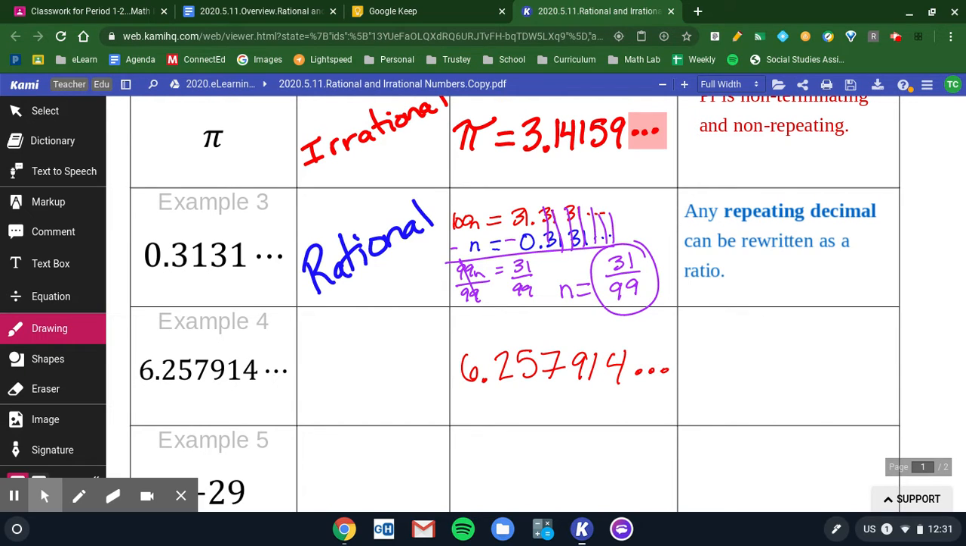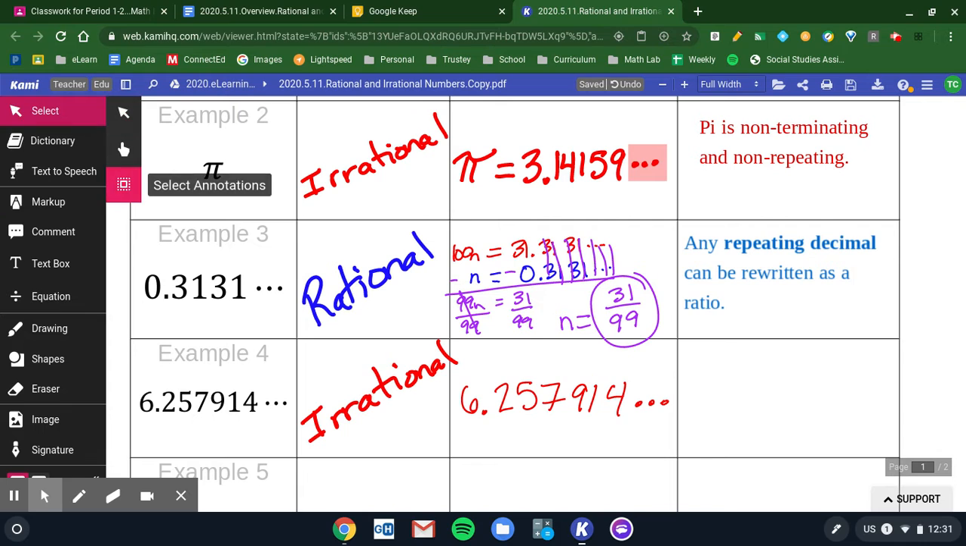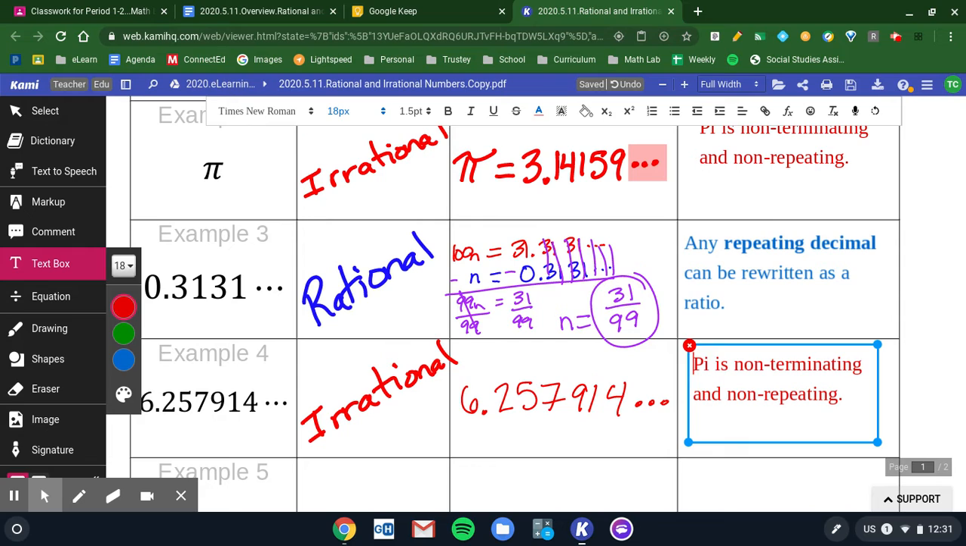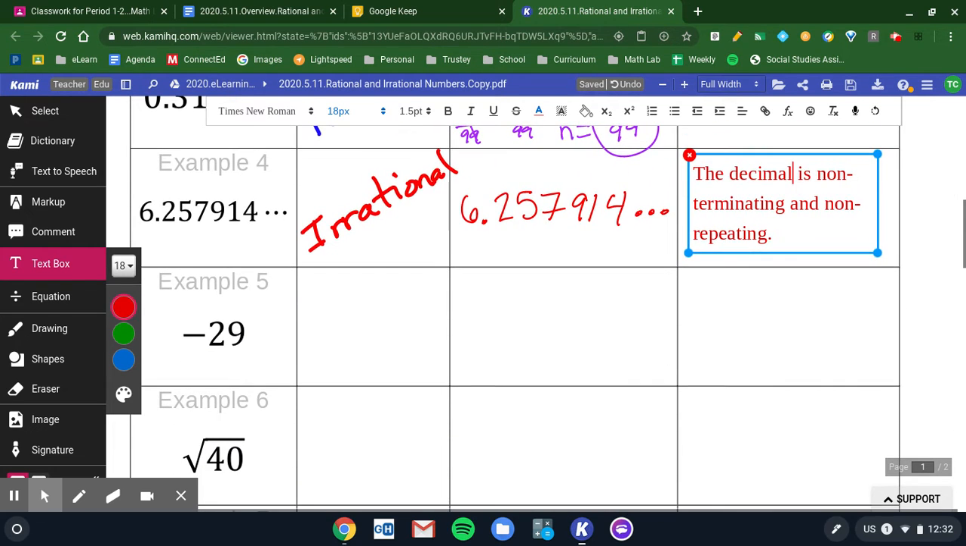6.2579114... It doesn't seem to have a repeating pattern. Therefore, what we're able to say is that this number is not rational, it is irrational. And how do we do this? Well, I'm just going to select and copy what we have up here and get rid of the word pi, and say that the number is non-terminating and non-repeating. And so we can just once again use that non-terminating, non-repeating proof.